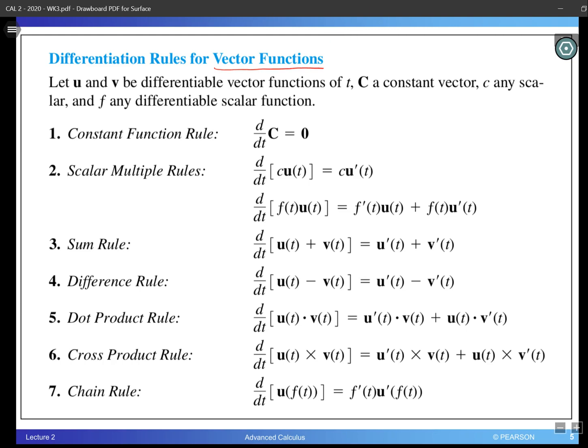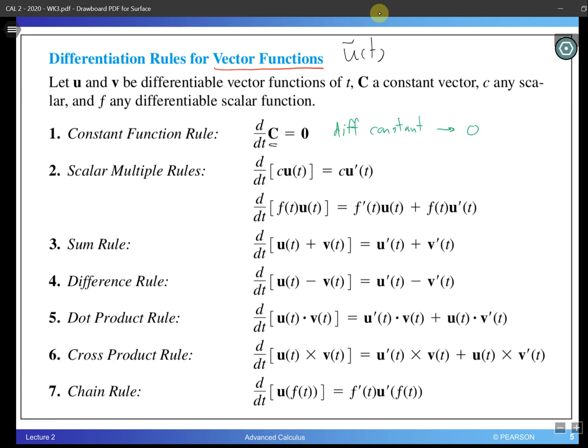So here, vector functions, you can use u of t to represent that. When it comes to differentiation of vector functions and you have a constant, after you diff that, you get 0. So you might want to make a note here: diff constant, you get 0.